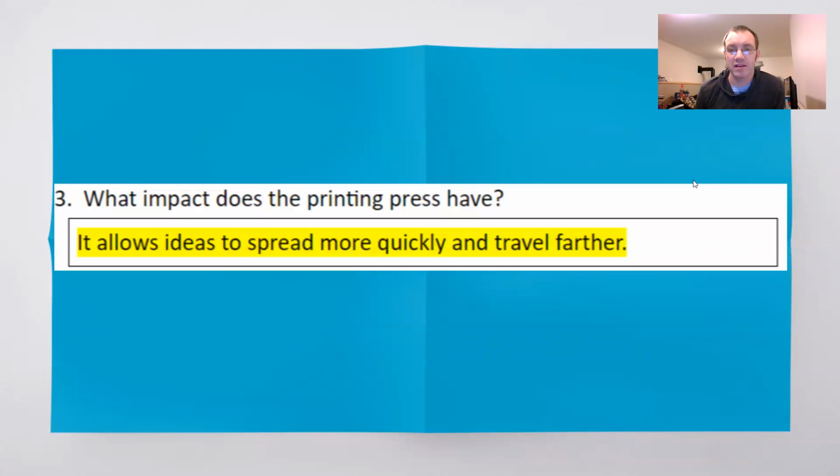Number 3, what impact does the printing press have? It's just like we saw with the Reformation. All of a sudden, you have this new tool that can spread information faster and farther. And so when new ideas come out, people publish them. And these publications go to scientists throughout the area, and they look at each other's ideas and they build upon them, which really helps them out.